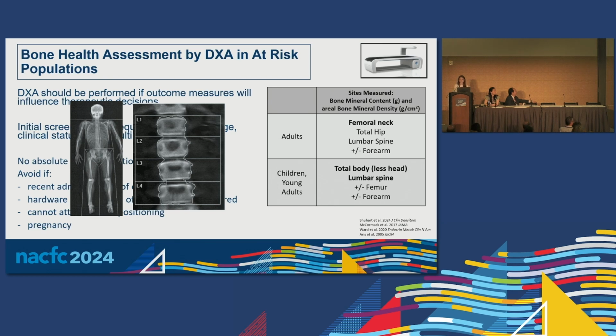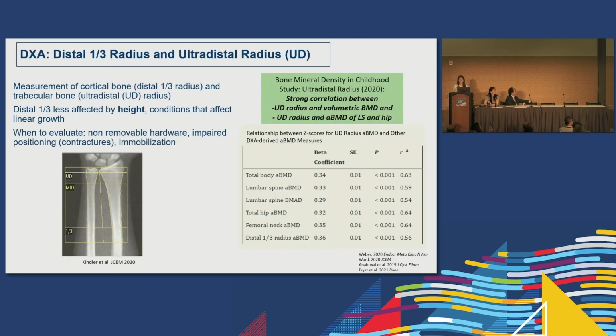We have robust reference data for these regions, higher scan precision, and more easily identifiable landmarks that help with the scanning process. In these patients, you might also consider the femur or the forearm, which we'll talk about. So the more recent International Society of Clinical Densitometry pediatric position statement also now talks about the applicability of forearm DEXA scans. So this would be the distal 1/3 radius and the ultradistal radius.